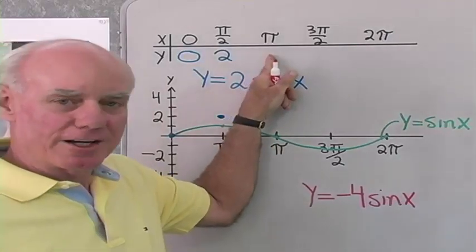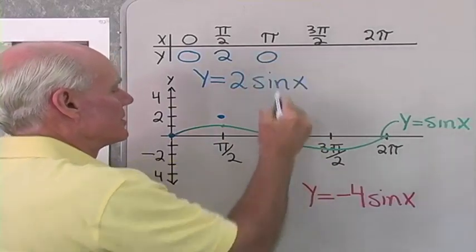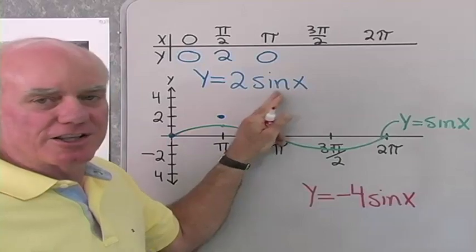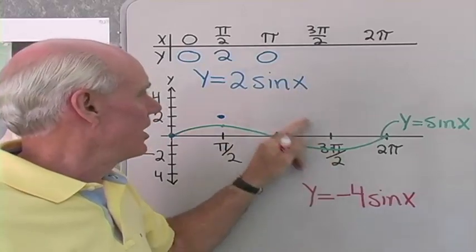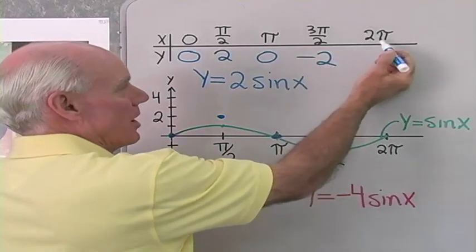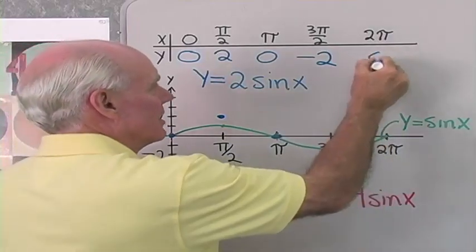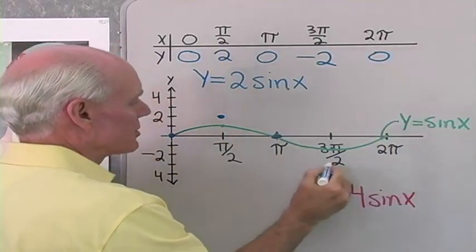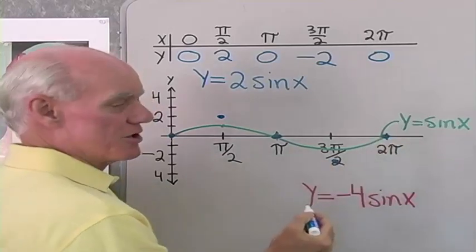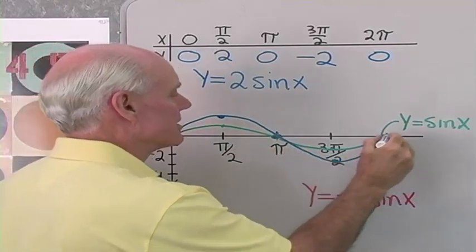Now when I put in pi again for the sine, I get 0. 2 times 0 is going to be 0. So I'm back down here. I put in 3 pi over 2 for x, and the sine of 3 pi over 2 is negative 1. Negative 1 times 2 is going to be negative 2. And then when I put in 2 pi, I get 0 for sine x. 2 times 0 is 0 again. So you can see that the blue graph is going to drop down here to negative 2 and then come back up to 0. So if I sketch the graph of that, I'm going to get this.